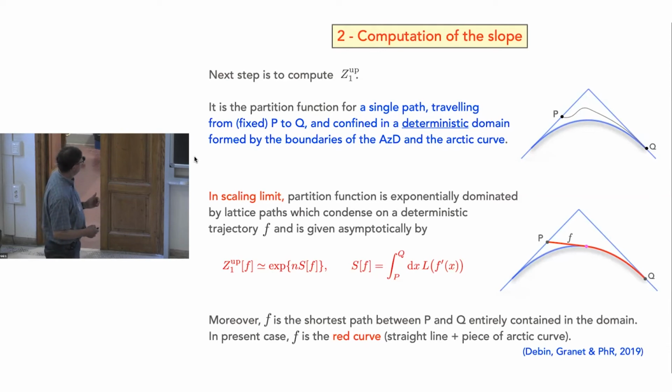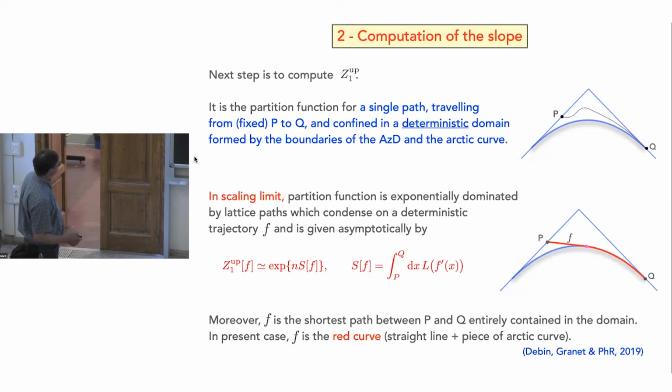Okay. Now it's not too difficult to show that the partition function for such a single path going from P to Q is exponentially dominated by the lattice paths which condense on a deterministic trajectory F. And in particular, F is the shortest path between P and Q. It goes straight from P to a tangential point, and then follows the Arctic curve and straight down to Q.